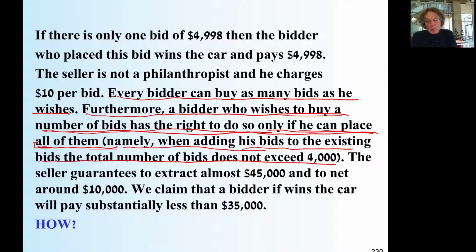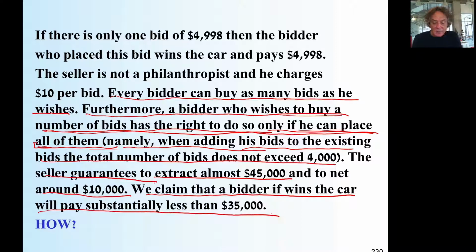So I will put it only if I can place all of them. Okay. The seller guarantees to extract almost 45,000, as I said. $10 times 4,000 bids, 40,000, plus the bid which is close to 5,000, 45,000. And the net around $10,000. We claim that a bidder, if wins the car, will pay substantially less than $35,000.